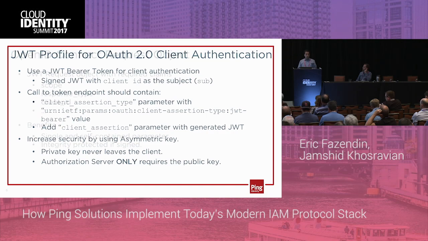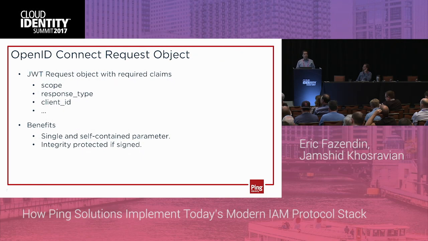And for the third feature, it's going to be OpenID Connect request objects. These are JOT request objects containing the scopes, response type, client ID, response mode, grants, and so on. The main benefit here is that it's a single and safe self-contained parameter.